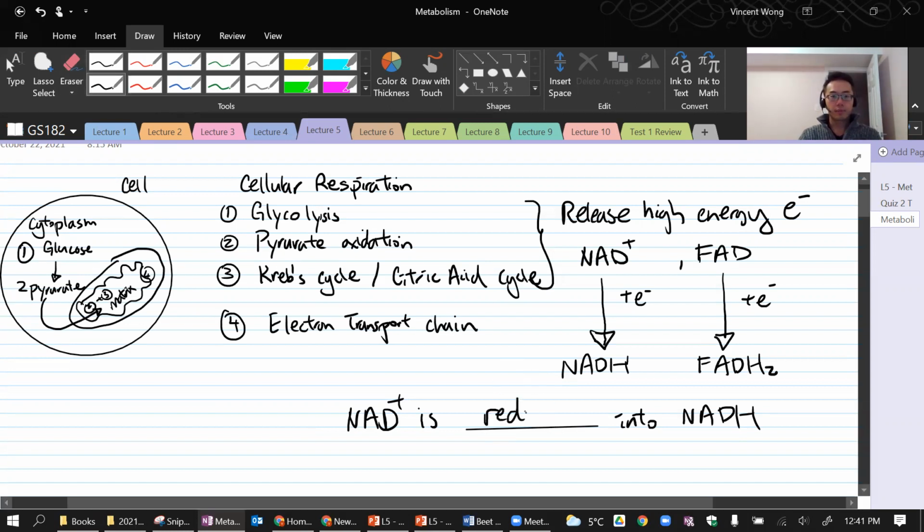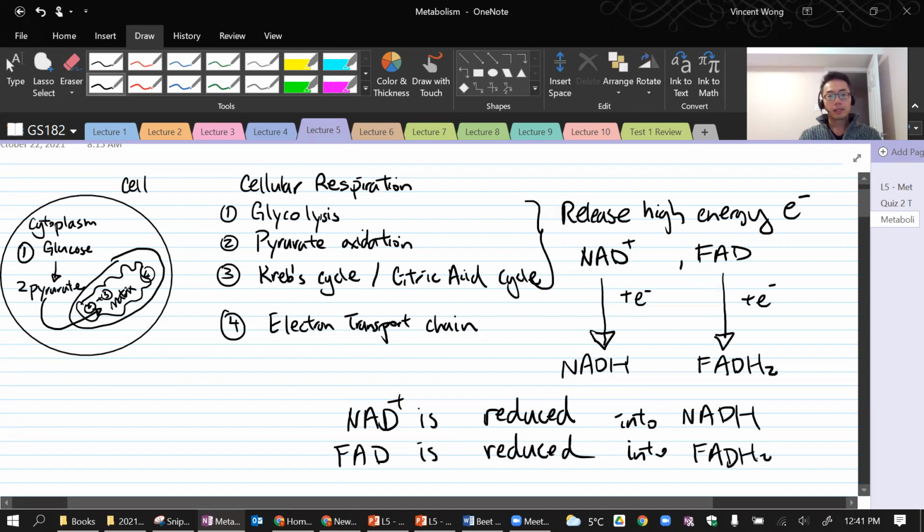Reduced is correct, right? Because it adds the electron to it, so it gains electron. That's why it's called reduced. Same thing for FAD. FAD is reduced into FADH2. Okay.